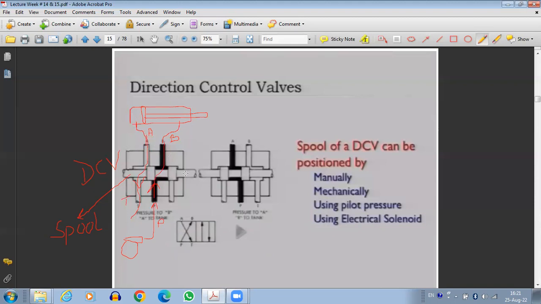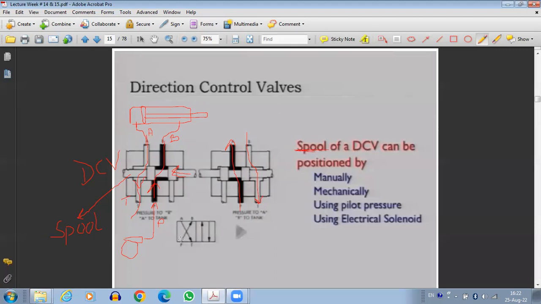Now, if we just push the spool in this direction, then the spool position might become like this, and now port P will be connected to port A instead of port B, and port B will be connected to port T. Okay, so just pushing the spool, we can position it in a way that we can change the direction of the fluid flow within this actuator. So this is the direction control valve, controlled by the positioning of the spool. So the spool of the DCV can be positioned.